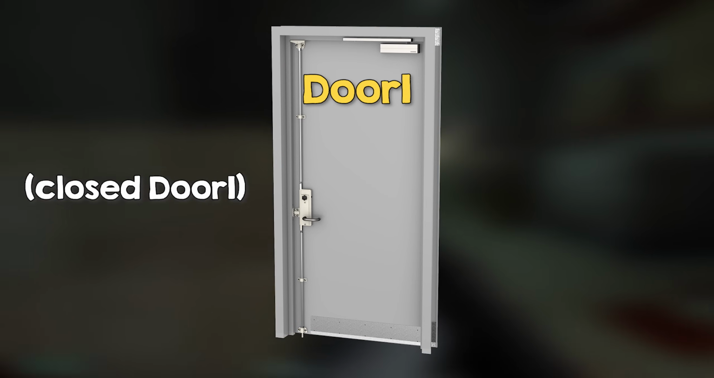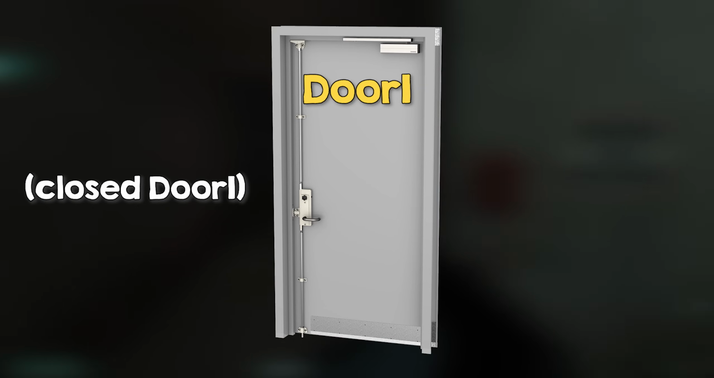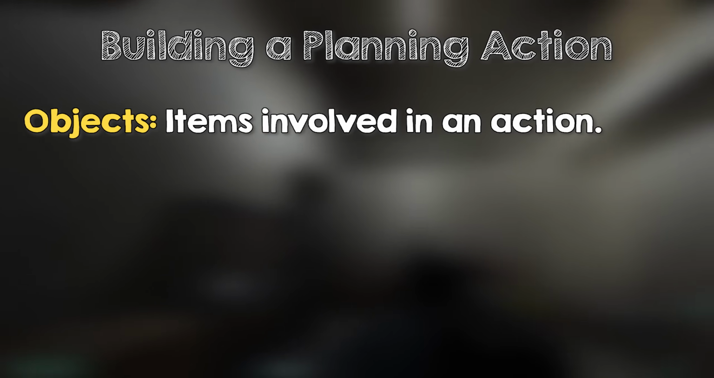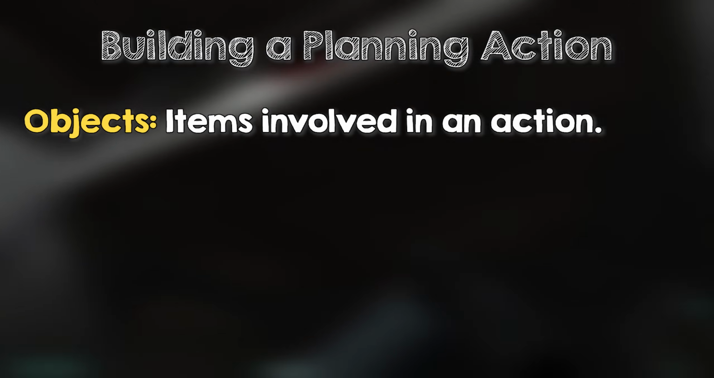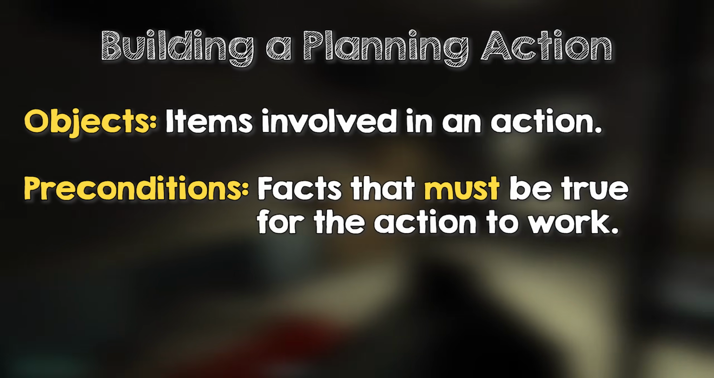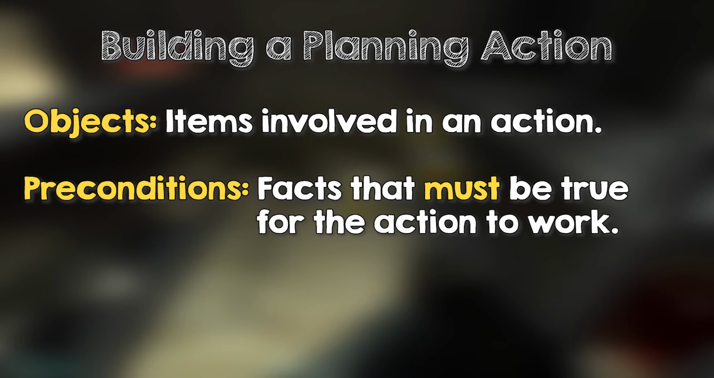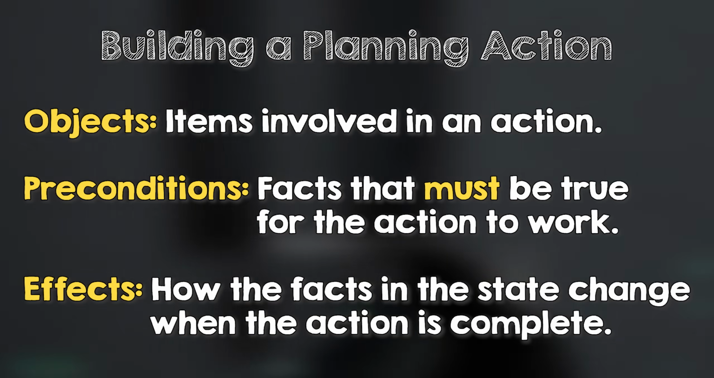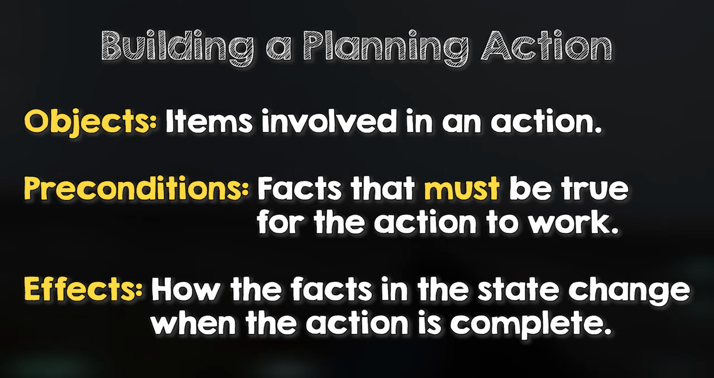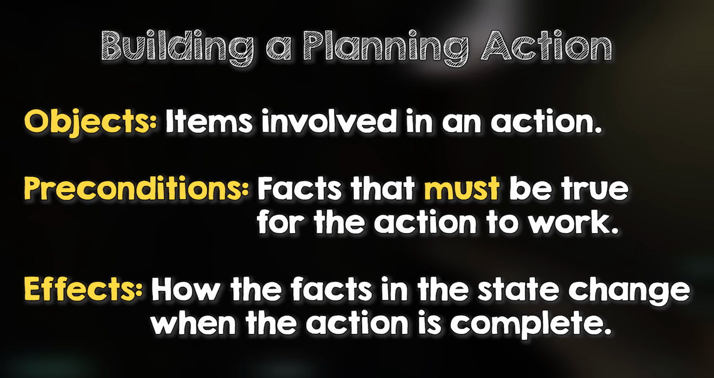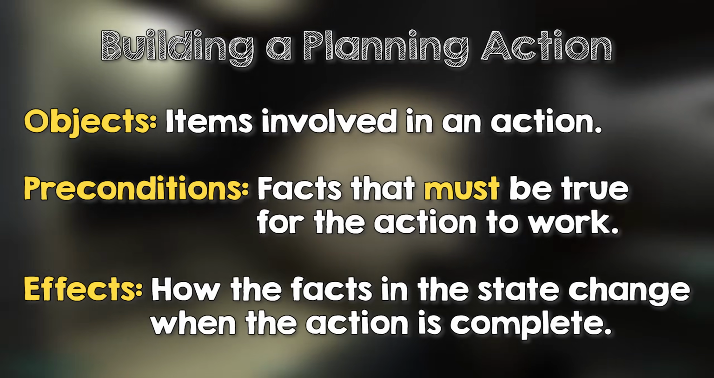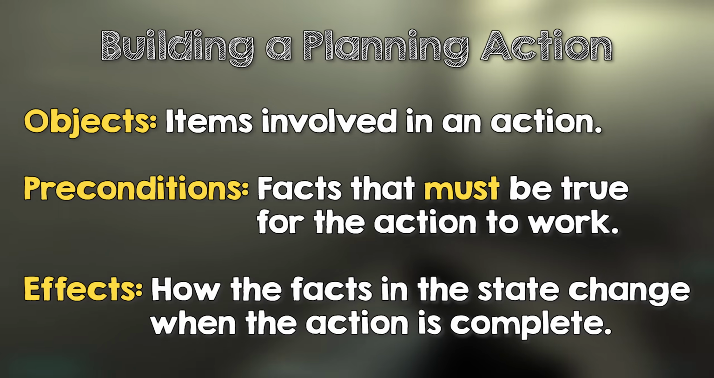Now, given I have this information, I can build an action that allows me to open it. Each planning action is usually broken up into three parts: the items that are involved in the action, in this case a door because we want to open it, the action's preconditions, meaning what facts of the world must be true before I can apply the action, and the effects, which represent how the world changes as a result of completing the action. The effects of an action add new information to the world state, as well as possibly deleting existing facts that are no longer true.